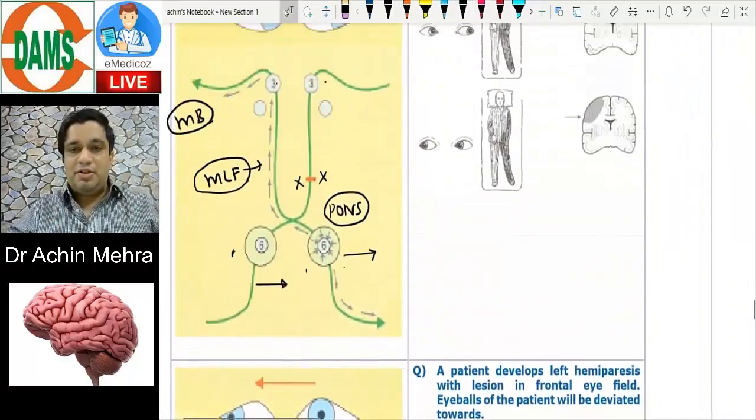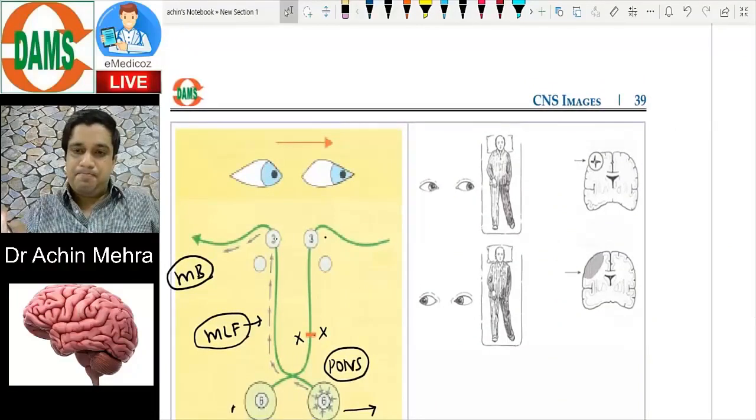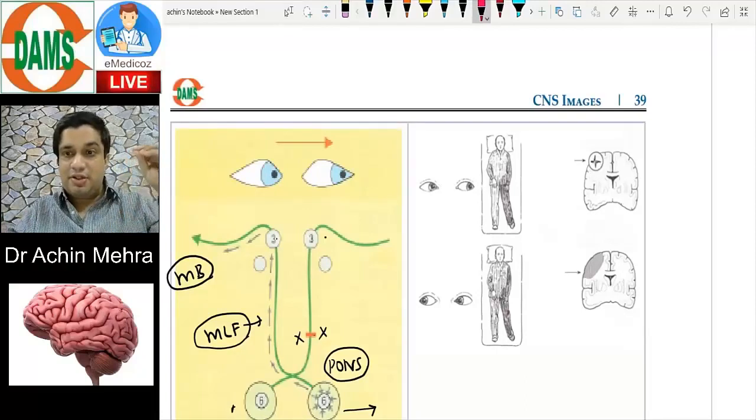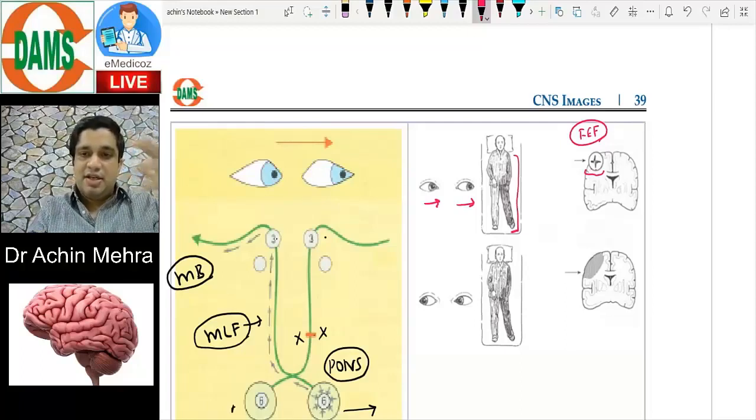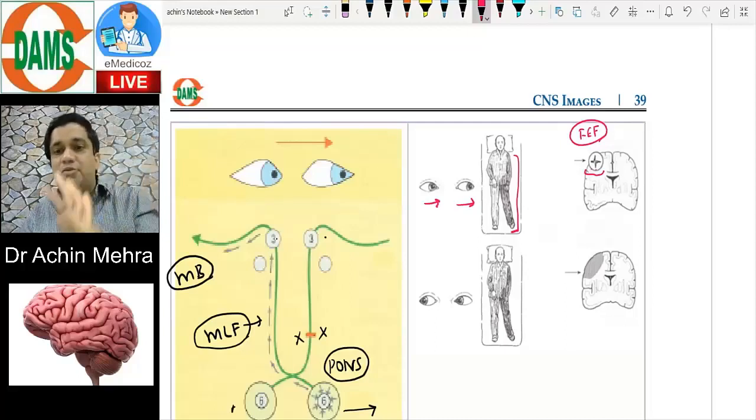Now this is something which was dealt with in the class. I need not revise it. I'll just recollect everything we have done. There was a lesion that was irritative in the cortex. The eyeball moved away from the lesion, and this lesion was in the frontal eye field. So if the patient had a brain tumor on the right cortex, the left half of the body will have the seizure activity and the eyeballs will move away from the lesion.